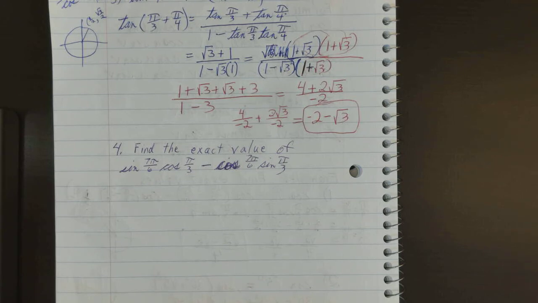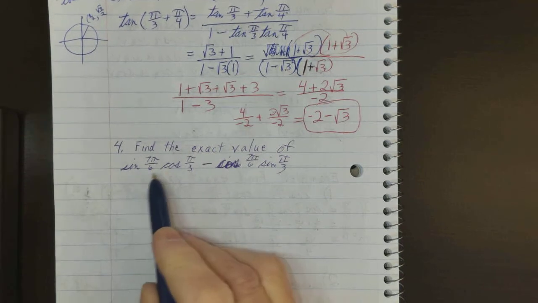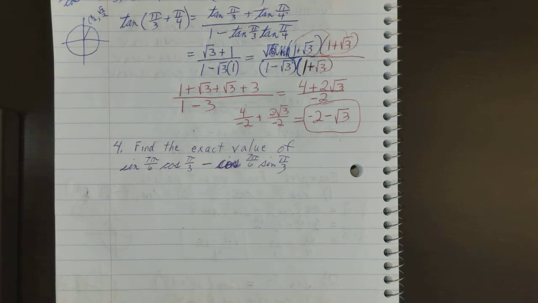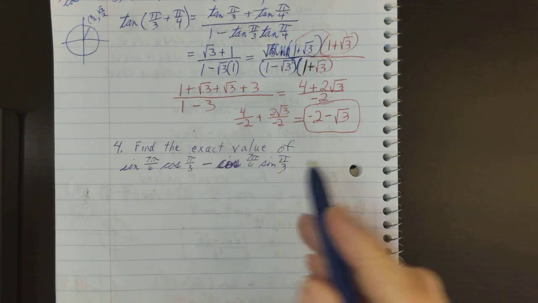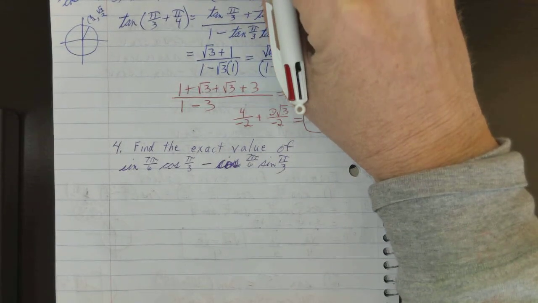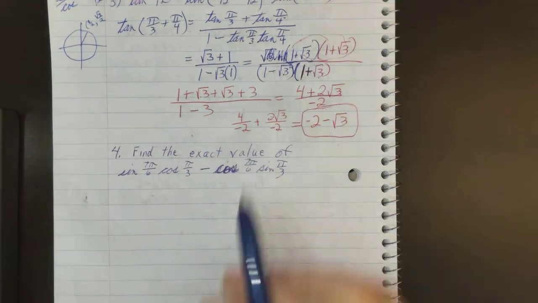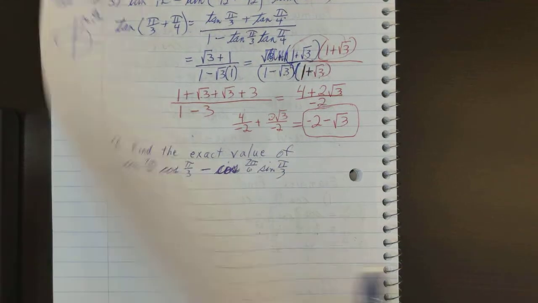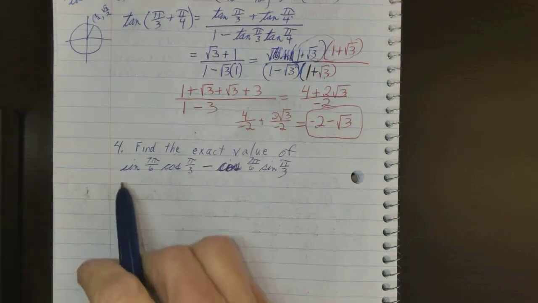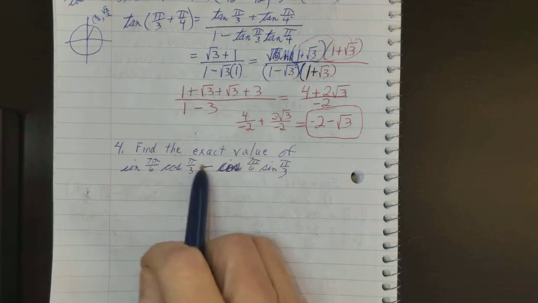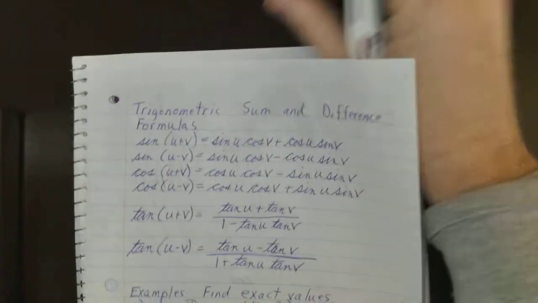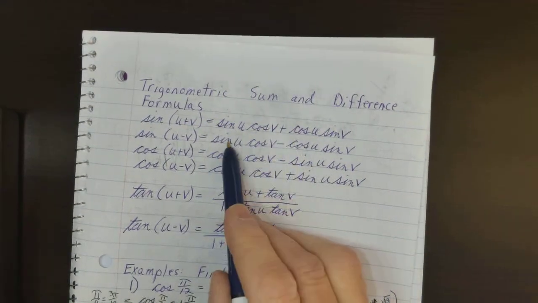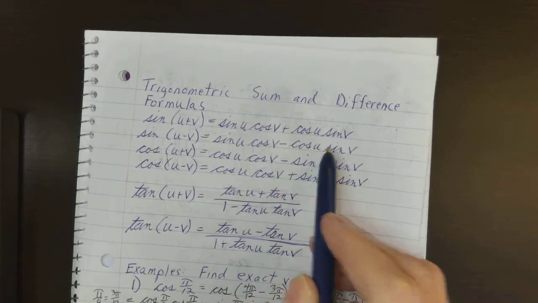Last example, find the exact value of sine of 7 pi over 6 times cosine of pi over 3 minus cosine of 7 pi over 6 times sine of pi over 3. I wonder what that might be. And when I look, sine, cosine minus cosine, sine. They kept the angles in the same order. Sine, cosine minus cosine, sine. So I'm using subtraction here.